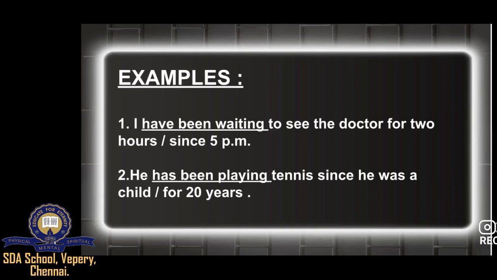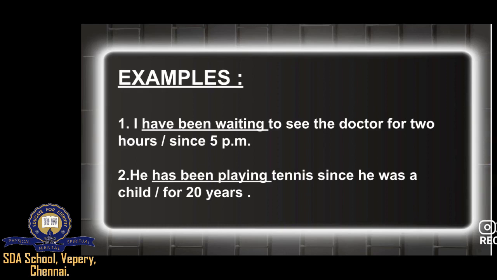You can imagine this lady saying that she has been waiting for the doctor for more than 2 hours. So it means that she came to the clinic maybe at 5 o'clock and now it's 7 o'clock. She started waiting at 5. 2 hours have now passed and she is still waiting. So the present perfect continuous tense talks about an action that started in the past and is still continuing.